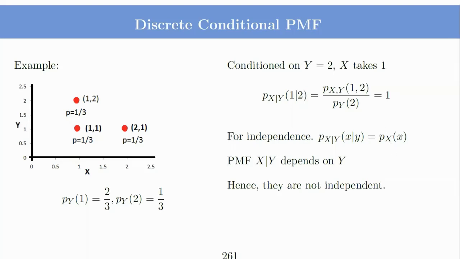Now you see that for this to be equal, not only the values need to be equal, but the range of x should also be equal. Here we see the conditional PMF given y does depend on the value of y. So x and y are not independent of each other.